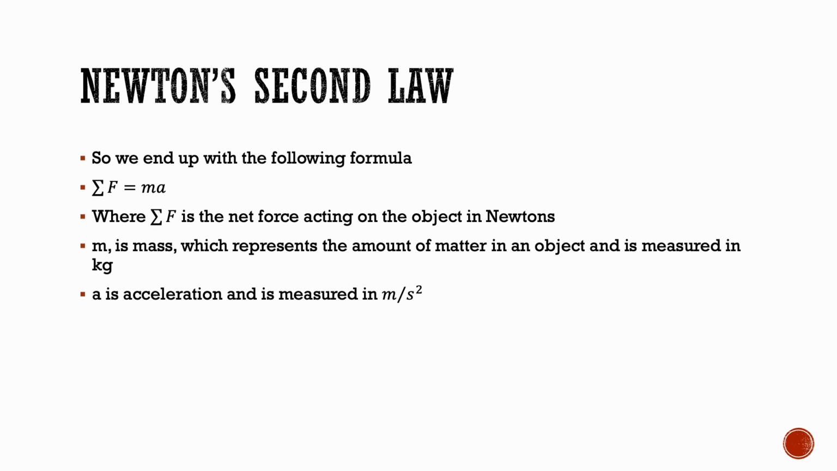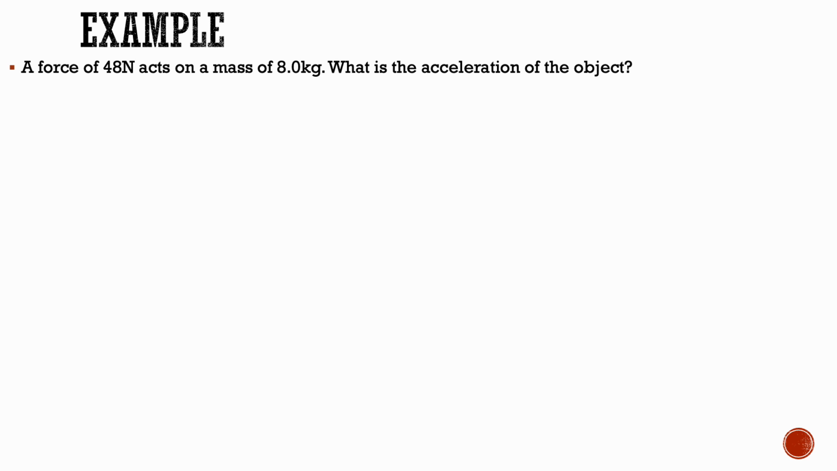So we'll look at a few examples that utilize that formula. We have a force of 48 newtons acts on a mass of 8 kilograms. We want to know what is the acceleration of the object. Now we know sum of forces is 48 newtons, mass is 8 kilograms. We're looking for acceleration. So this is writing out the information that we're given in the question.